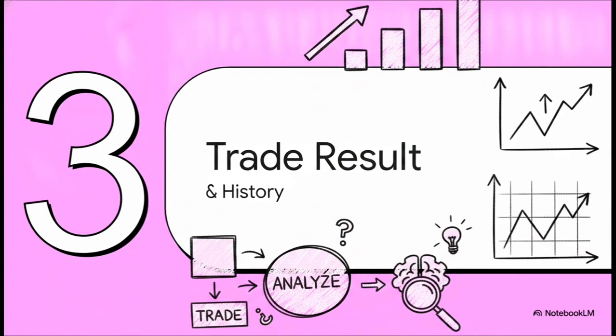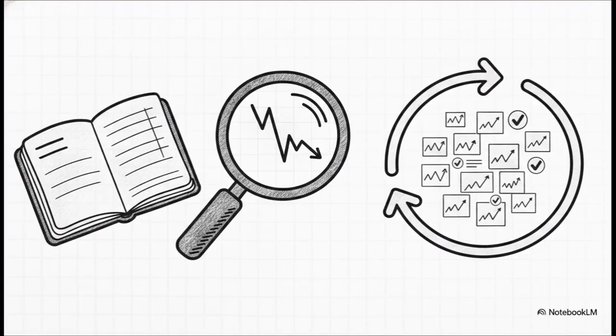Which brings us to part 3, trade result and history. Because let's be real, clicking the button is easy, but analyzing what happens after is where the actual learning kicks in. So the crucial point here is the reality check. You have to go in and see if your prediction was right or wrong. By combing through your trade history, you start to actually understand your mistakes. Was the trend shifting on you?